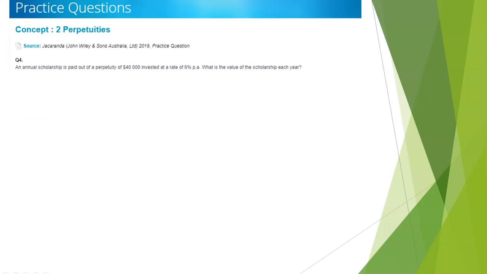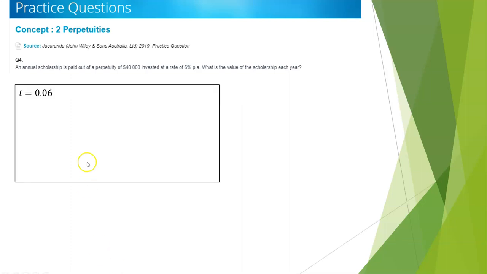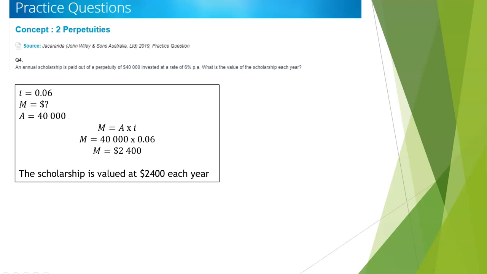Okay, question 4. An annual scholarship is paid out of a perpetuity of $40,000 invested at a rate of 6%. What is the value of the scholarship each year? Okay, what do we know? 6% is 0.06. We have to work out M. Our investment is $40,000. So rearranging our equation, M equals A times I, $40,000 times 0.06. So we get $2,400. So the scholarship is valued at $2,400 each year.